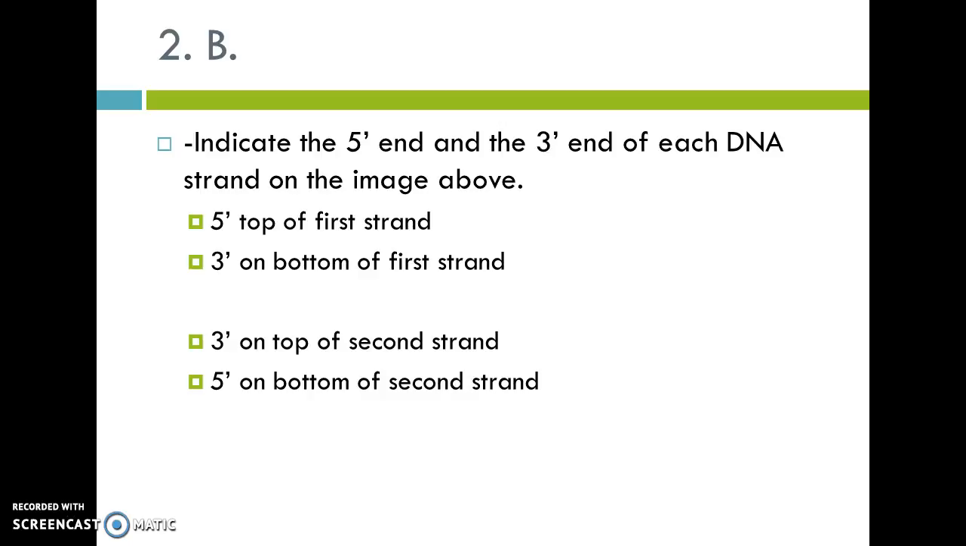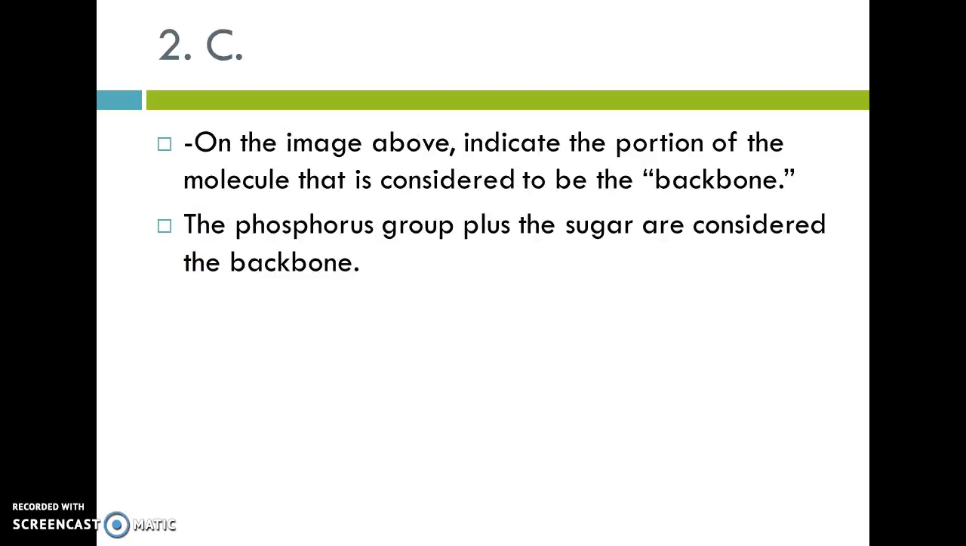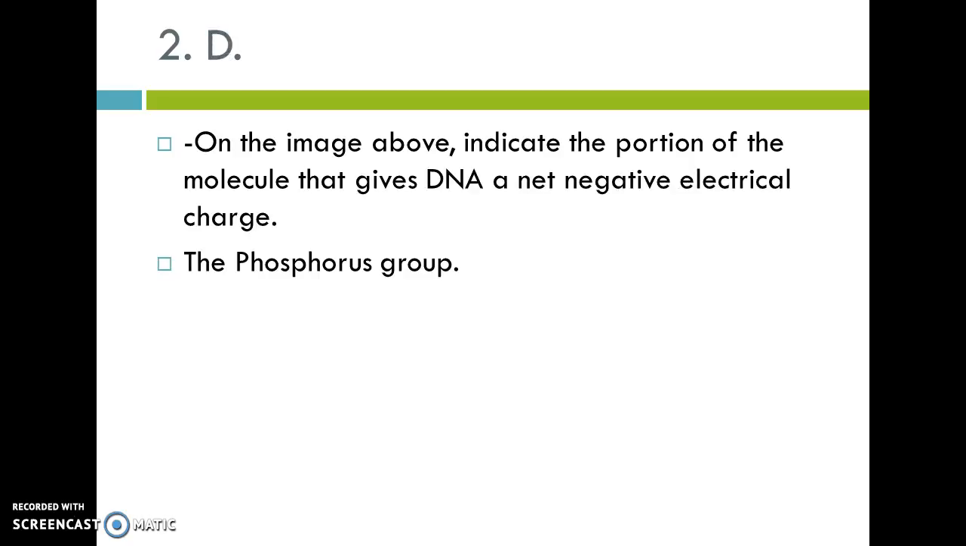So we have to remember that DNA is anti-parallel. So 5' on top of the first strand and 3' on the bottom of the first strand. And then 3' on top of the second strand and 5' on the bottom of the second strand. 2C. On the image above, indicate the portion of the molecule that is considered to be the backbone, and it's the phosphorus group plus the sugar. Phosphorus group plus the sugar are considered to be the backbone of DNA. 2D. On the image above, indicate the portion of the molecule that gives DNA a net negative electrical charge, and this is the phosphorus group.